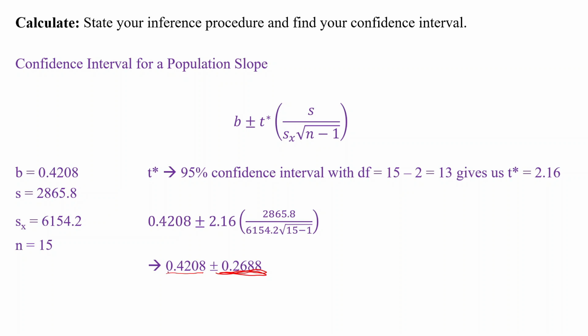So you can leave your confidence interval like that. There's absolutely nothing wrong with reporting your point estimate plus or minus your margin of error as your confidence interval. I always like making the confidence interval. So taking 0.4208, subtracting my margin of error to get this value, and then adding my margin of error to 0.4208 to get 0.69. Okay.